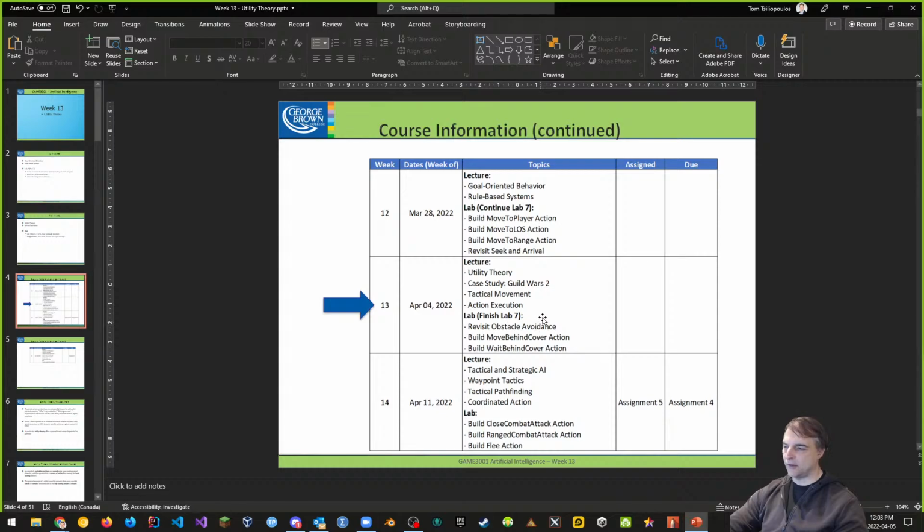Again, we're sitting at week 13, and next week we're going into tactical and strategic AI, things like waypoint tactics, tactical pathfinding, coordinated action, and a bunch of other stuff to help you with tactics. So how do you make your AI smarter, and how can your AI agents work together to really challenge the player? There'll be a new lab, Lab 8, out next week.